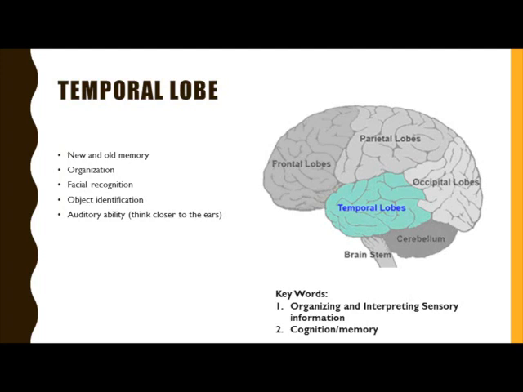But if you're thinking of two main things, the words are organizing and interpreting that information, and cognition and memory. So if you've lost your temporal lobe, if you're drinking the sauce too much, or you have some sort of temporal lobe injury, then you're going to lose your memory. Okay?